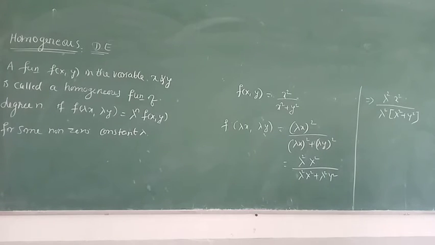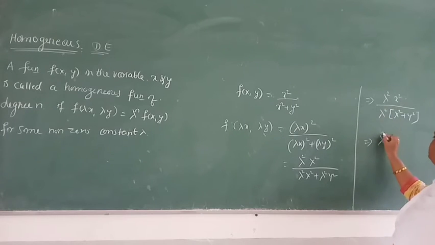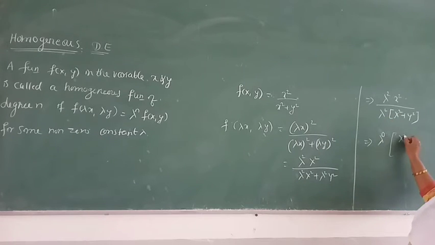Okay. Just concentrate. In the function, lambda square gets cancelled, and we get lambda to the power 0. Correct? It is lambda 2 minus 2, according to the laws of indices, lambda to the power 0. We get x square by x square plus y square. And this comes as lambda to the power 0 f of xy.